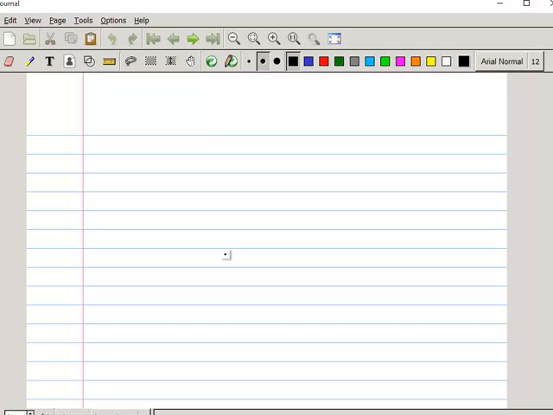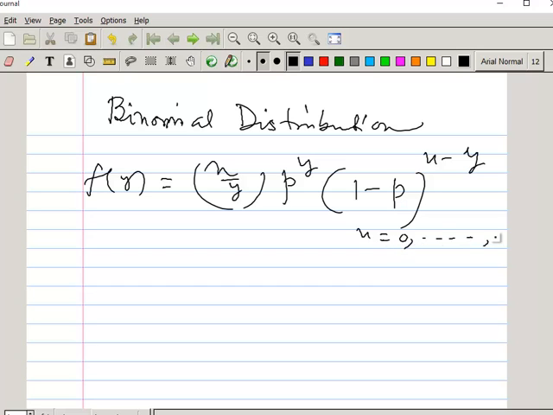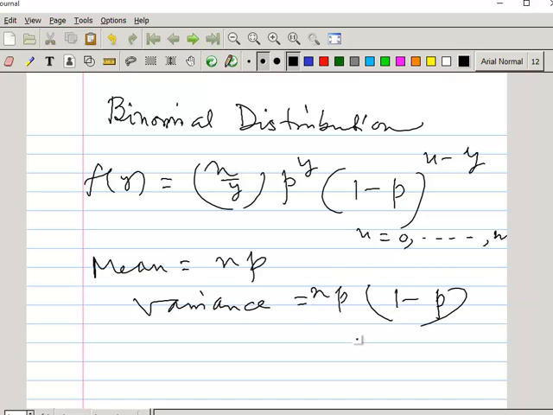Now, we have already discussed Gaussian normal distribution. There are a few other distributions. We have taken uniform distribution and normal distribution, and there are a few more. The next distribution we are talking about is binomial distribution, which is very crucial. When we talk about binomial distribution, Fy is written as n choose y, p to the power y, 1 minus p to the power n minus y, with y from 0 to n. The mean is calculated as np and the variance is calculated as np(1 minus p).